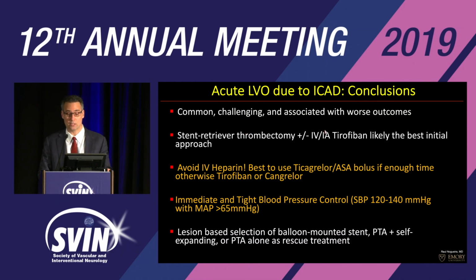It's associated with worse outcomes because you are not intervening early enough, as Mark suggests. Stent retriever thrombectomy, followed by IA or IV tirofiban is likely the best initial approach. If you need them, you can rescue these patients with angioplasty and stenting using a balloon-mounted or self-expanding stent, as you explained. But please avoid IV heparin.